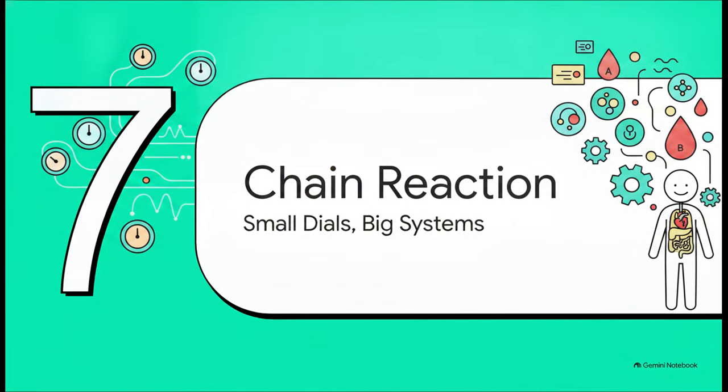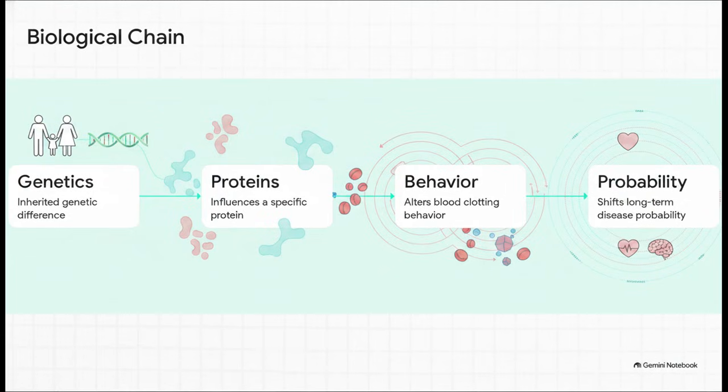Bringing it all together now. The biological chain reaction, small dials, and big systems. So what does this all mean for you? It really comes down to a lifelong chain reaction. Step 1. You inherit a tiny genetic difference deciding your blood group before you're even born. Step 2. That specific antigen influences proteins all throughout your body, like that von Willebrand factor we talked about. Step 3, those proteins subtly alter behaviors, like how easily your blood clots on a random Tuesday. And finally, step 4, those minor daily alterations shift your long-term probability for certain diseases over decades.